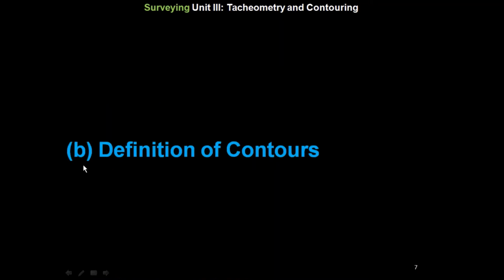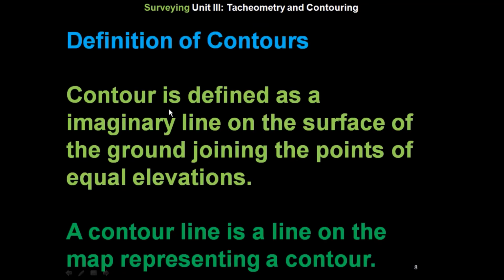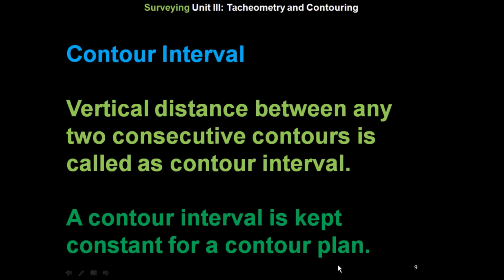Now we will see the definition of contours. Contour is defined as an imaginary line on the surface of the ground joining the points of equal elevations. Here the word elevation means the height. A contour line is a line on a map representing a contour. The vertical distance between any two successive contours is called the contour interval. A contour interval is kept constant for a contour plan.